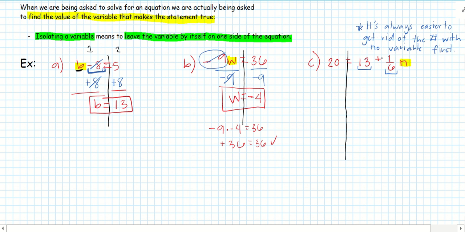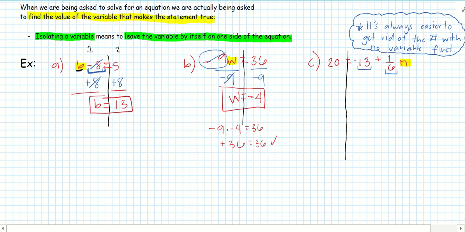So basically what we're saying here is that 13 is a friend and 1 over 6 is a spouse, right? It's always easier to get rid of a friend than getting rid of a spouse, right? I know you're probably thinking, well, there are some friends who are way harder to get rid of than a spouse, right? But let's just think about it in the legal way: it's easier to get rid of a friend than a spouse. Let's say 1 over 6 is the spouse of n, right? They're multiplying, and then 13 is just the friend, right? So it's going to be easier to get rid of the 13 first.